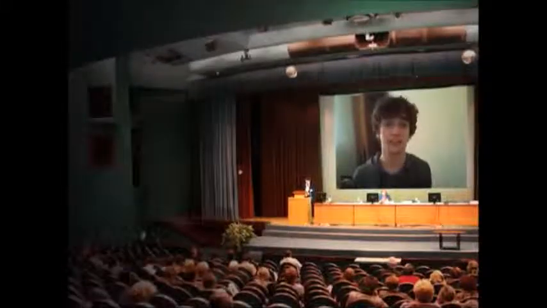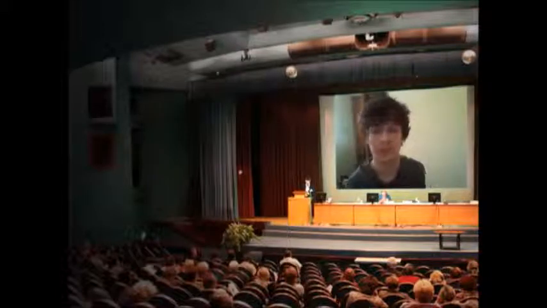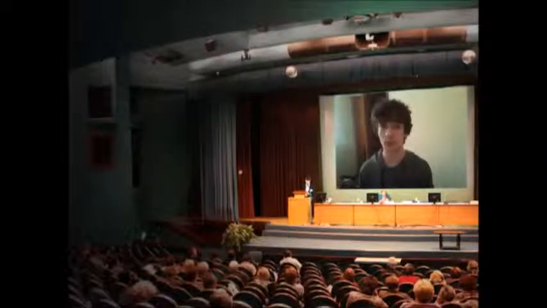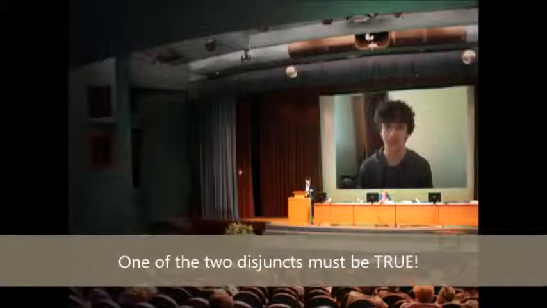Some of you may be thinking that the addition rule is still hard to understand. Just give me a second to explain disjunctive syllogism, and that might connect some of the dots. Disjunctive syllogism is when we are told that at least one of 2 statements is true. So just like the addition rule, one of the 2 disjuncts must be true.